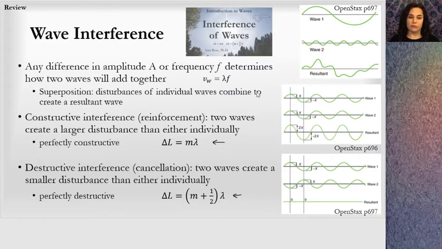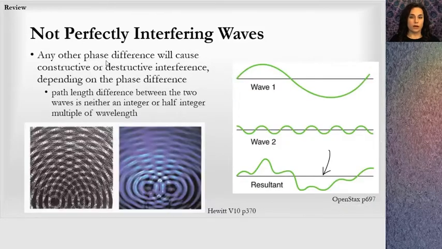We can just add them together, and when the two peaks line up, we get a larger wave, and when the peak and the trough line up, then we get complete cancellation. And so that's the simple idea of constructive and destructive interference. We also see that there's imperfect wave interference, so not perfectly interfering waves. And I put the water patterns here so that you can imagine this happening.